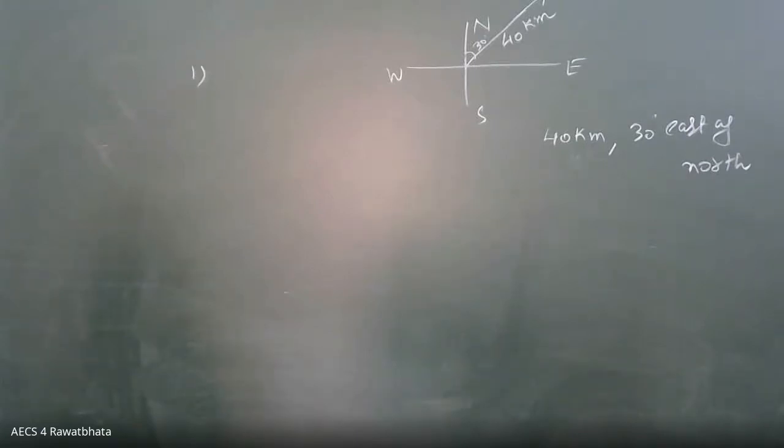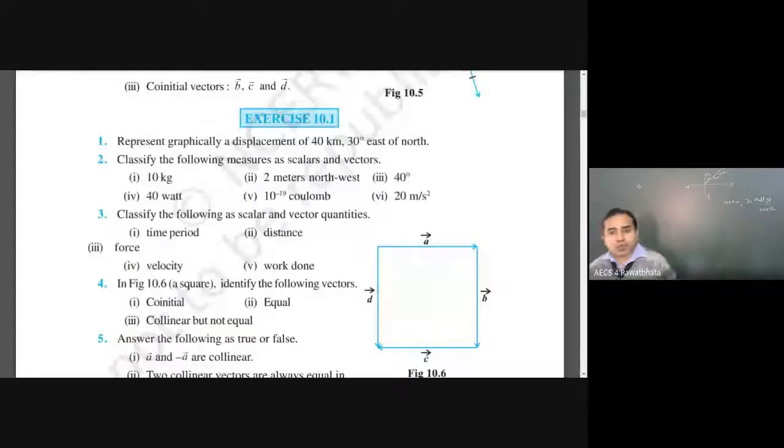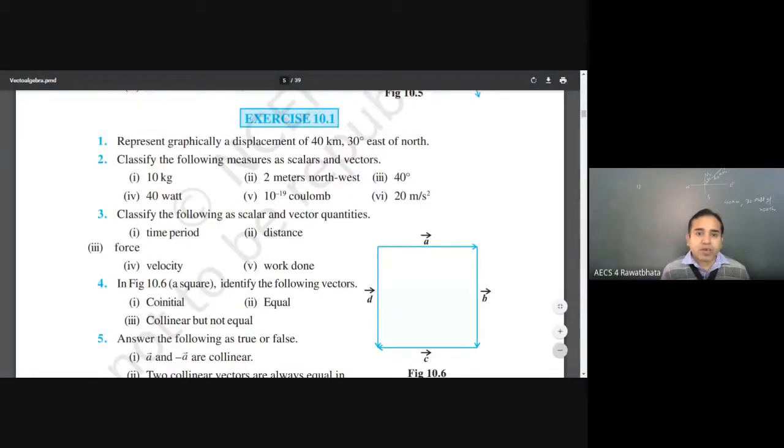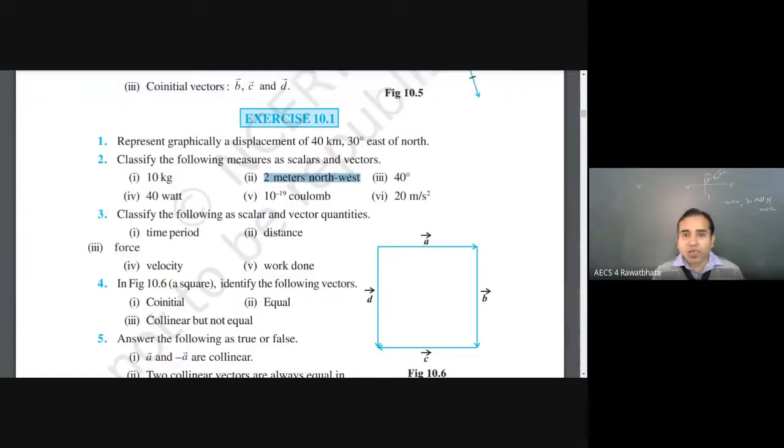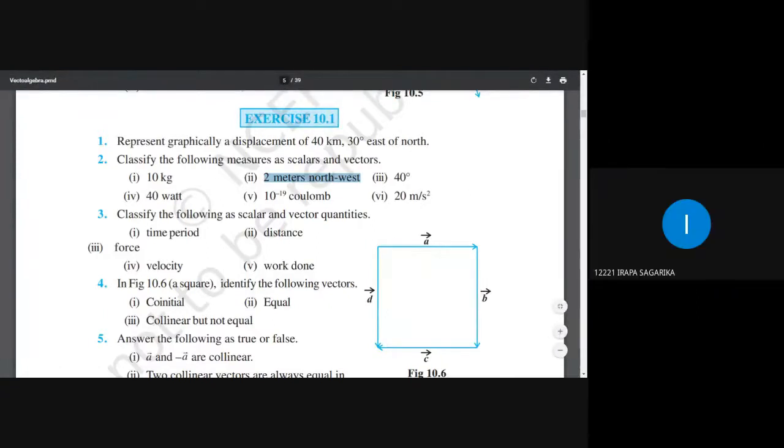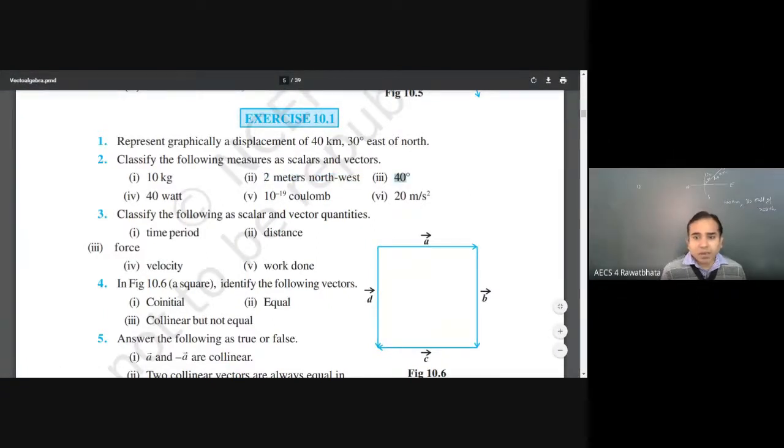The next question, second question, is classify the following. You tell this. Classify the following measures as scalars and vectors. First one, 10 kg. Scalar quantity, obviously. Then the second one, vector quantity. Others also speak. If you participate, it will create more interest.